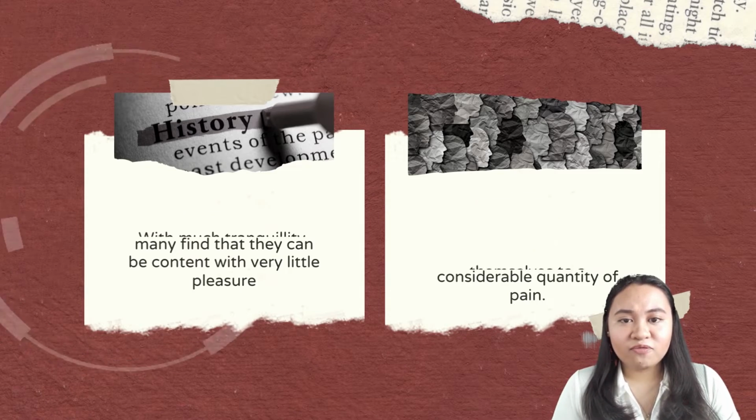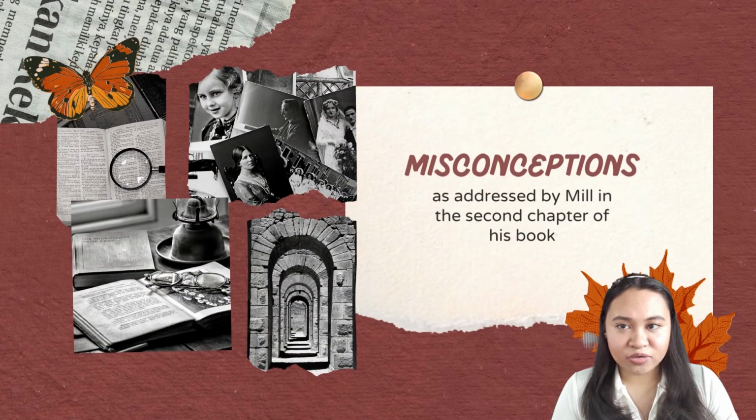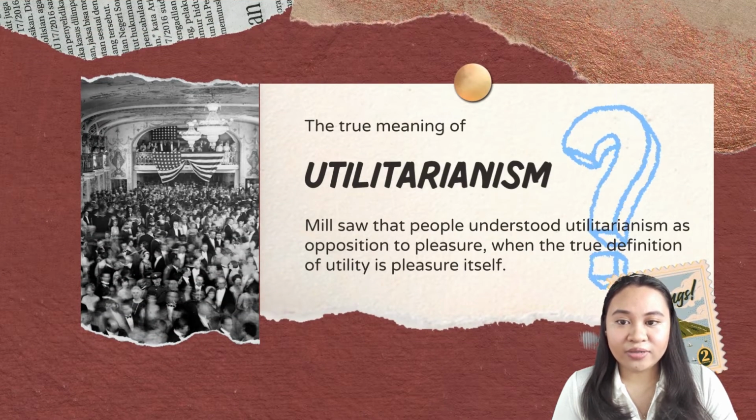Utilitarianism has a lot of circulating misconceptions throughout history. A number of these said misconceptions were discussed and answered by John Stuart Mill in the second chapter of his book. The first misconception he addressed was that people understood utilitarianism as opposition to pleasure, when in fact, the true definition of utility is pleasure itself. Any other situation, event, or experience is desirable only inasmuch as it is a source of pleasure. Activities are good when they lead to a higher degree of general happiness and bad when they diminish that level.